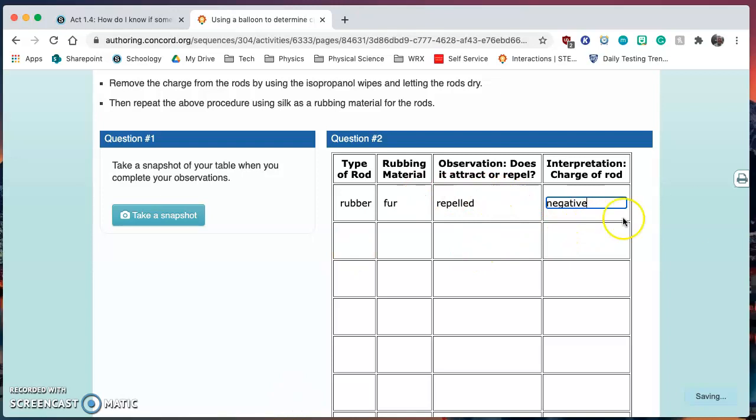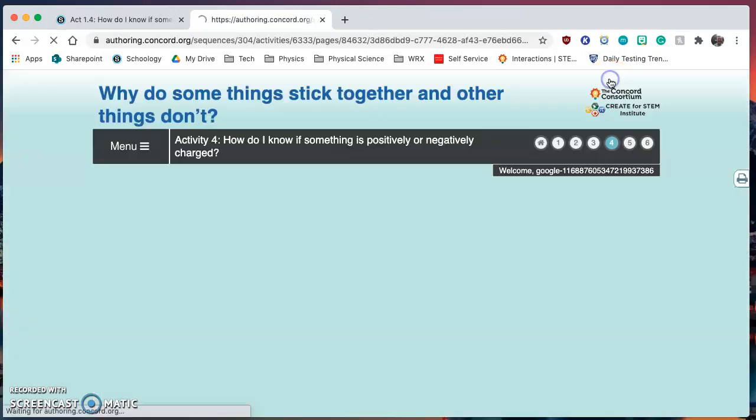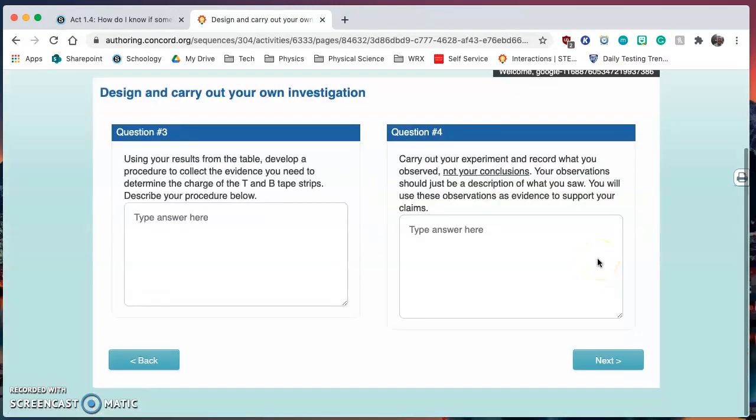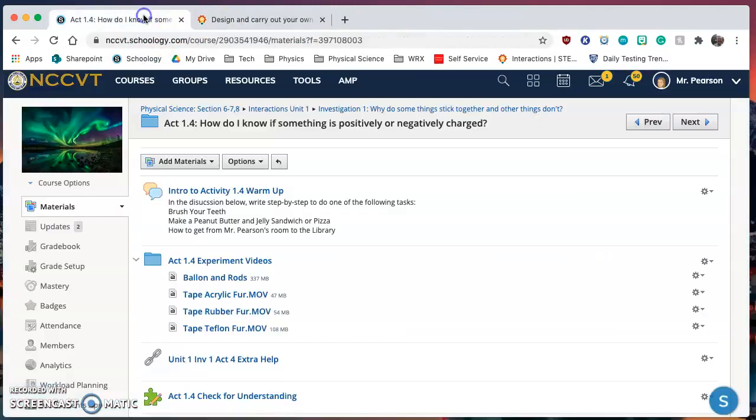Okay, so these first three columns are given to you in the videos. This last column, you're making a sort of prediction, an assumption, whatever you want to call it, on the charge of that particular rod in that particular situation. From there, you get into trying to figure out what the tape is. That's where these three videos come in.